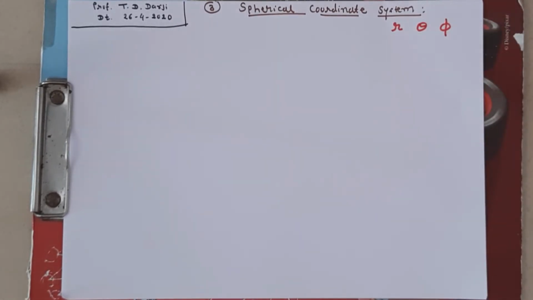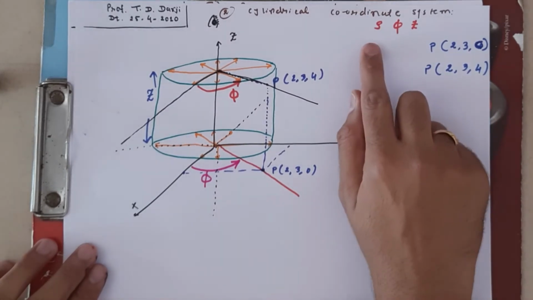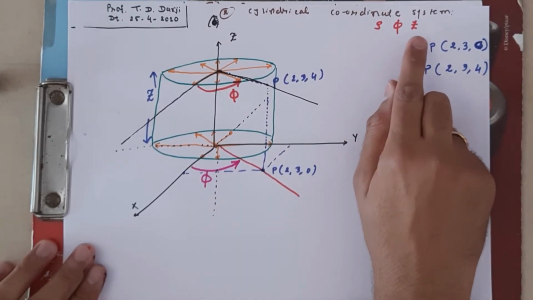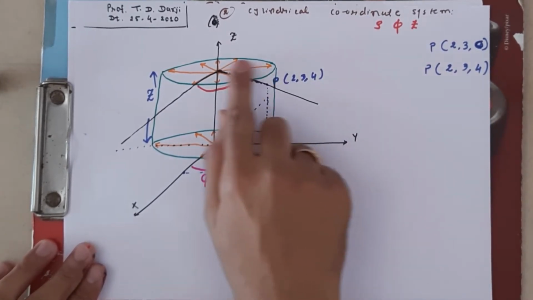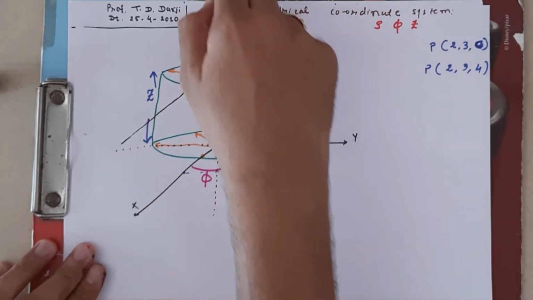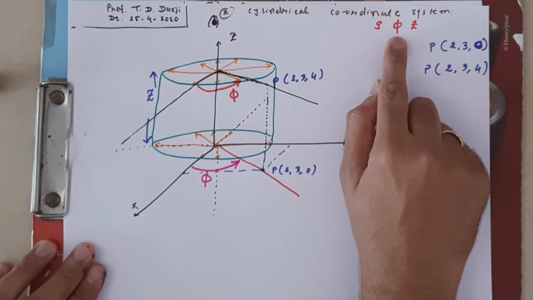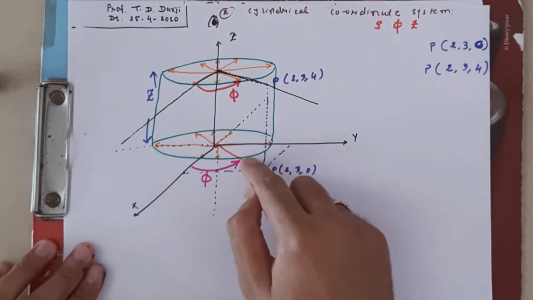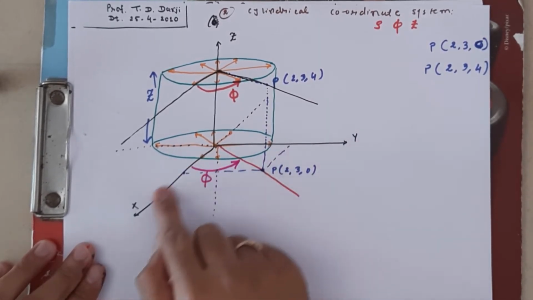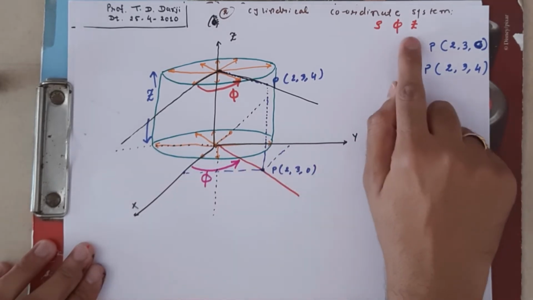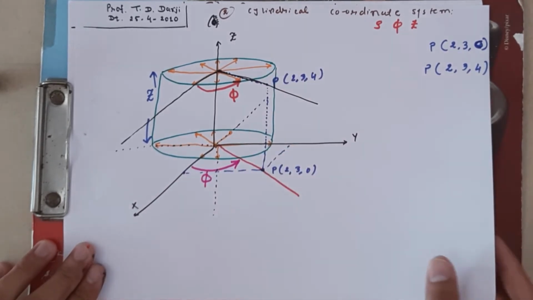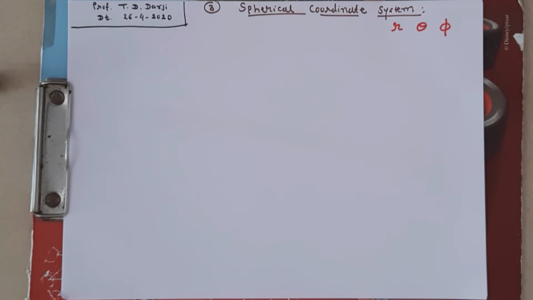In the last lecture we studied the cylindrical coordinate system. The cylindrical coordinate system is represented using three variables: rho, phi and z. What is rho? Rho is the radius of the circle that we see from the top side, so it looks like a circle, and it's the radius of that circle. What is phi? Phi is the angle between the line passing through our desired point P with respect to the x-axis. And what is z? Z is the height of this cylinder from the xy plane.